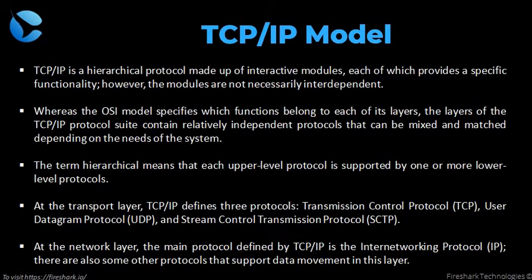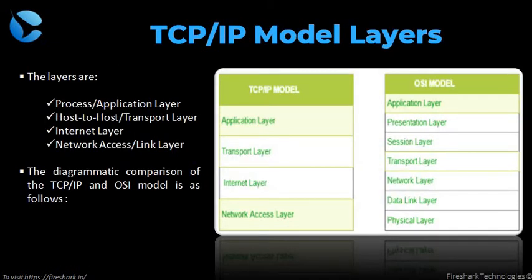At the transport layer, TCP/IP defines three protocols: Transmission Control Protocol (TCP), User Datagram Protocol (UDP), and Stream Control Transmission Protocol (SCTP). At the network layer, the main protocol defined by TCP/IP is the Internetworking Protocol (IP). There are also some other protocols that support data movement in this layer. We will discuss protocols in our later videos.